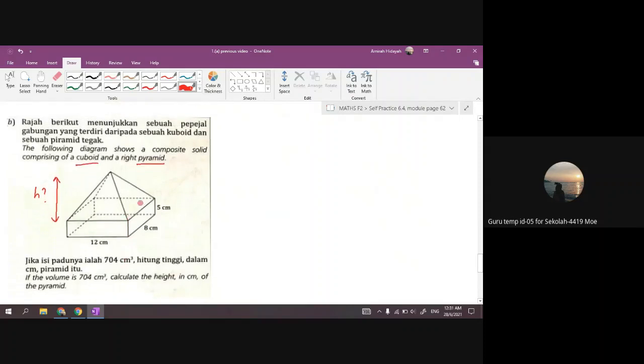Alright. So okay, total volume tu yang dulu formula dia. Total volume equal volume of pyramid plus volume of cuboid. So total volume tadi dah diberi. Right. Dia dah cakap dah volume is 704 cm cubic. So total volume adalah 704.